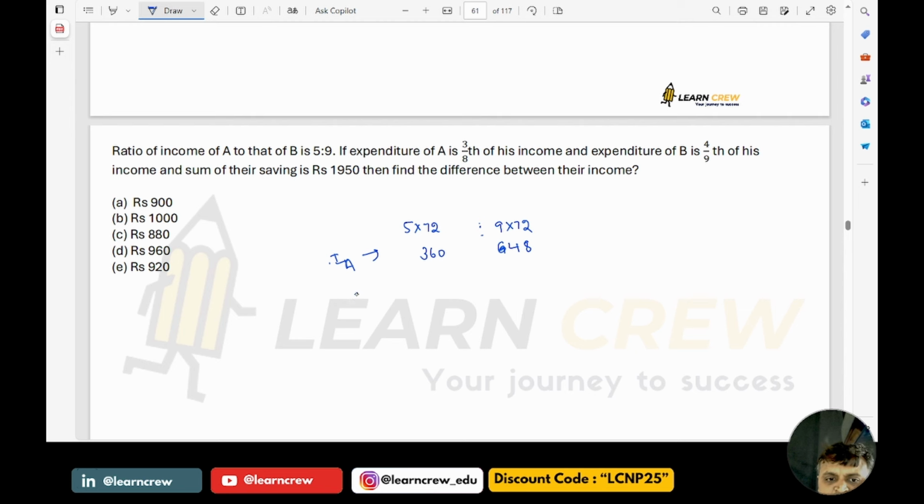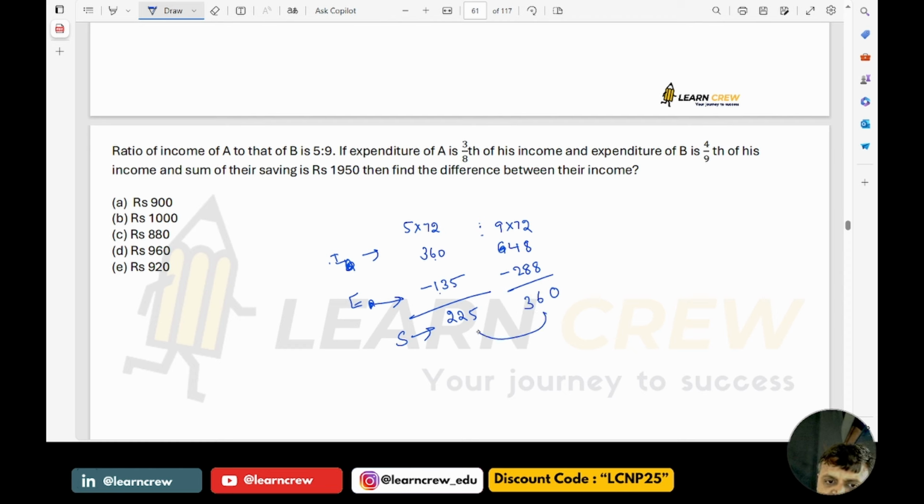Now the expenditures. 3/8 is expenditure means 1/8 is 45. So 3/8 means 45 into 3, 135. The remaining is saving. 360 minus 135, it is 225 is his saving. And here 4/9. 1/9 is how much? 1/9 is 72. 4/9 is 4 into 72, 288. So it is how much?